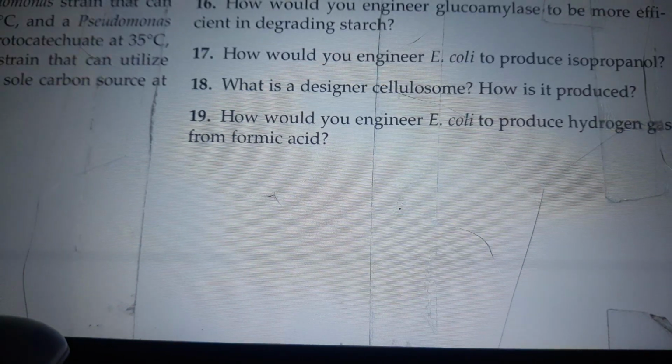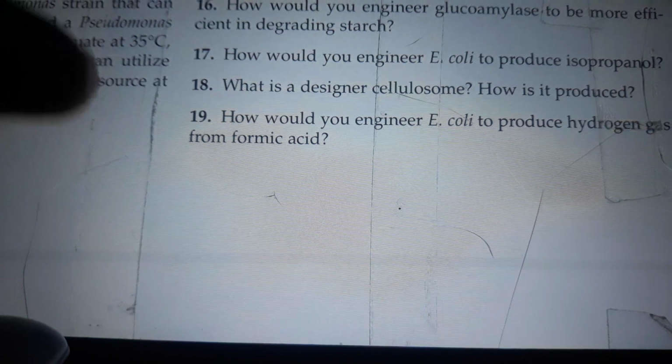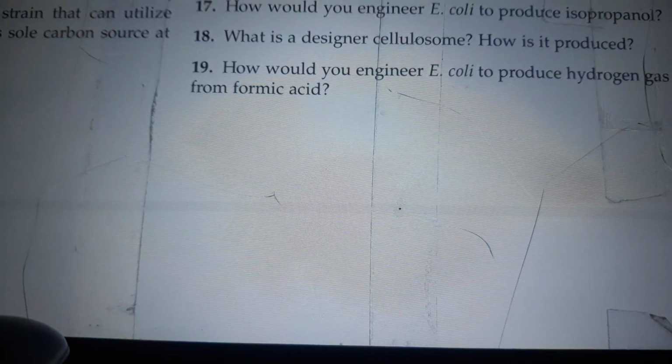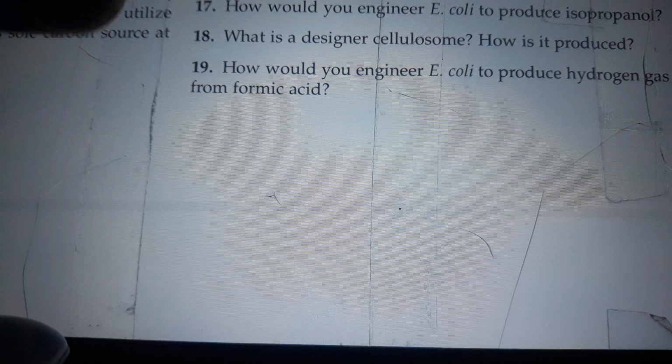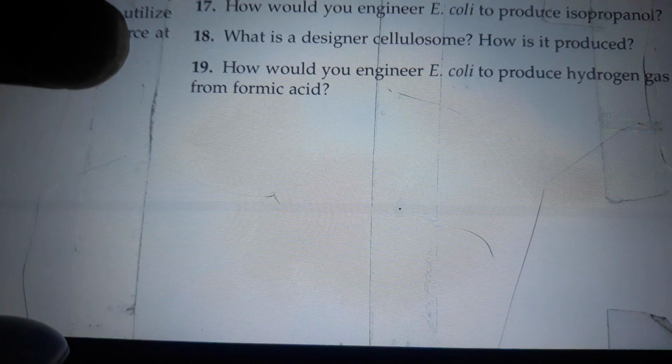17. How would you engineer E. coli to produce isopropanol? 18. What is the design of a cellulosome? How is it produced? And 19. How would you engineer E. coli to produce hydrogen gas from formic acid?